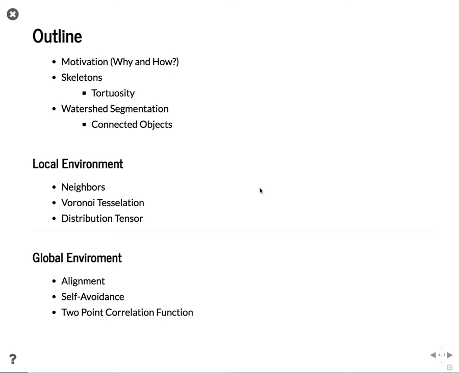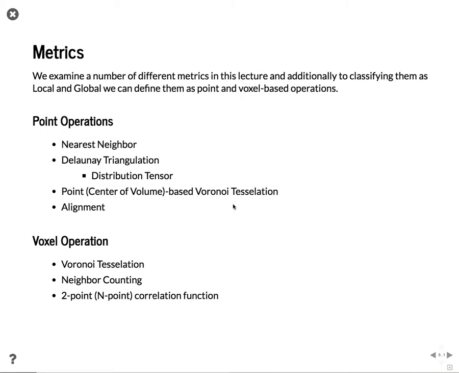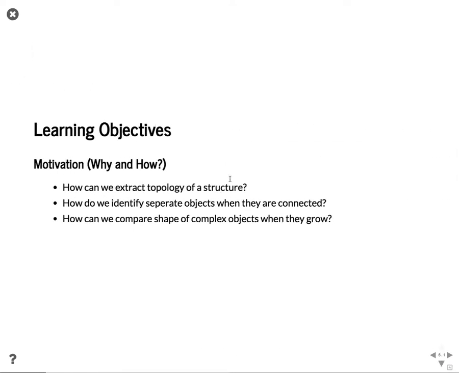And so what we're going to do today is talk about the motivations for why we need new tools, what skeletons are and how you calculate them, what a watershed segmentation is and how that works, and how you can start to break apart separate objects. And then at the end, we'll go to these local and global environment aspects. We'll talk about that later.